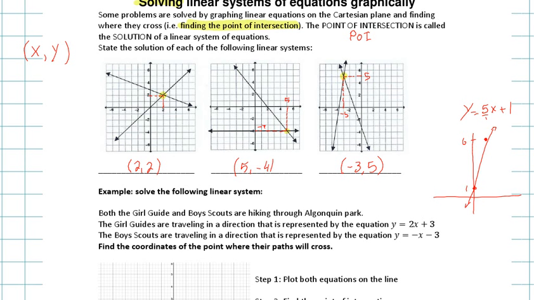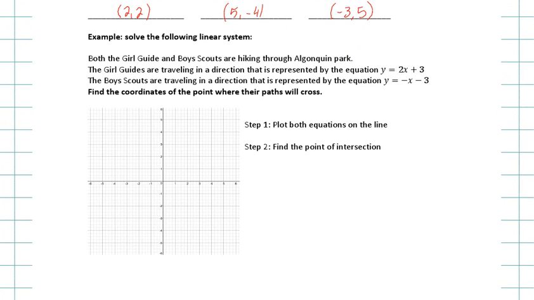Okay? So let's read the question. Both the Girl Guide and Boy Scout are hiking through the Algonquin Park. The Girl Guides are traveling in a direction that is represented by the equation y equals 2x plus 3. The Boy Scouts are traveling in a direction that is represented by the equation y equals -x minus 3. Find the coordinates of the point where their path will cross.